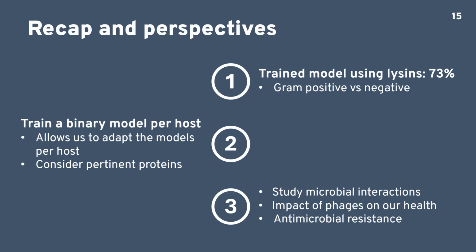To recap, we trained multi-class models using lysins that work pretty well for gram-positive infecting phages. However, these models can be significantly improved, especially for gram-negative infecting phages, by training binary models. This allows us to adapt our models to the bacterial host in question, depending on if it is a gram-positive or gram-negative bacterium, or if it has distinctive proteins, for example.